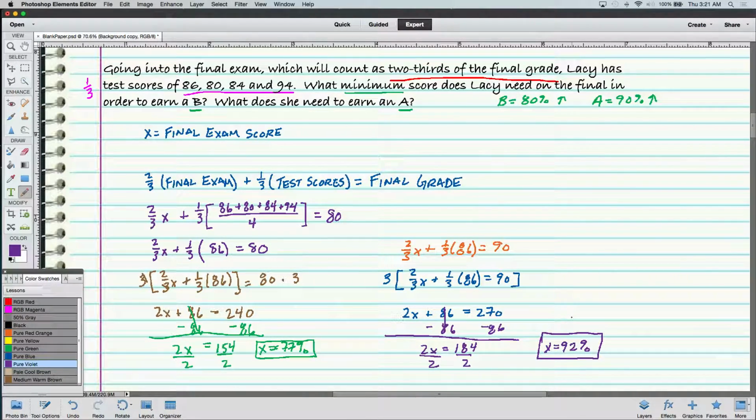Now, does that answer seem reasonable? Well, looking back at our test scores, you see that 86, 80, 84, 94. So you know that the majority of the tests, 3 out of the 4 tests were below a 90. One of them was above a 90. So you would think that for the final exam, she probably needs above a 90, a little bit above a 90 to reach that 90 for your grade. X is 92%, so that looks good.